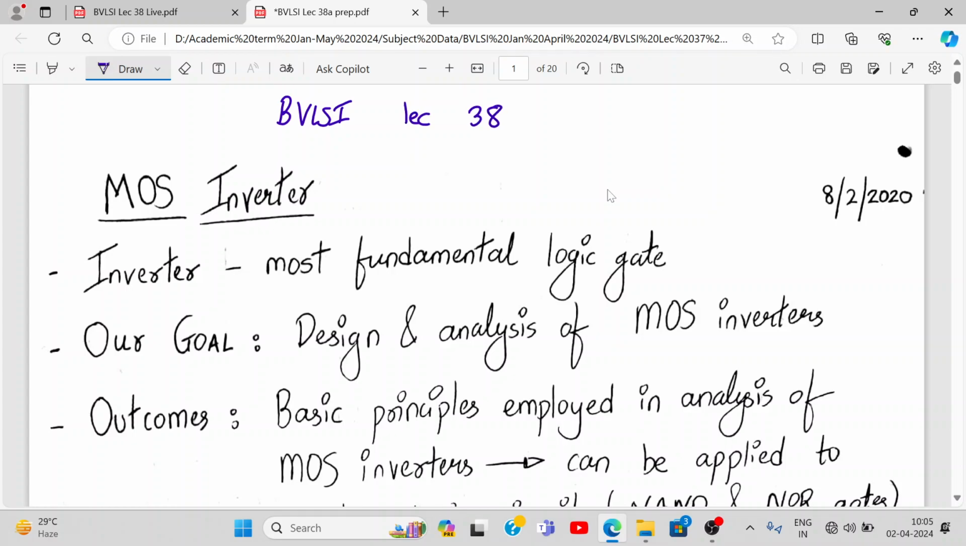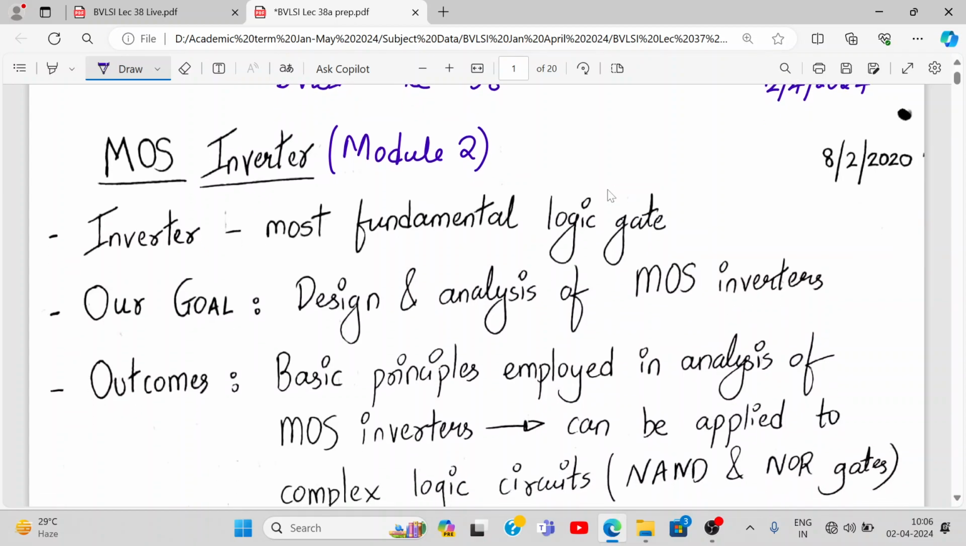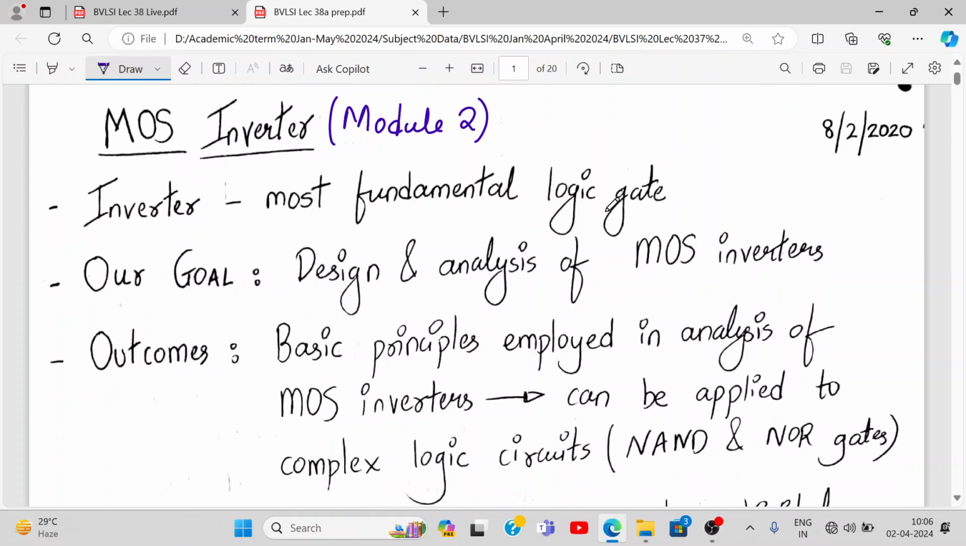I am using my old PDF. Today's date is 2/4/2024. We are starting with a different module, module number 2, which is based on MOS inverters. I will be requiring it for a few slides and then I will be switching over to the live slide. The inverter is basically my most fundamental logic gate.